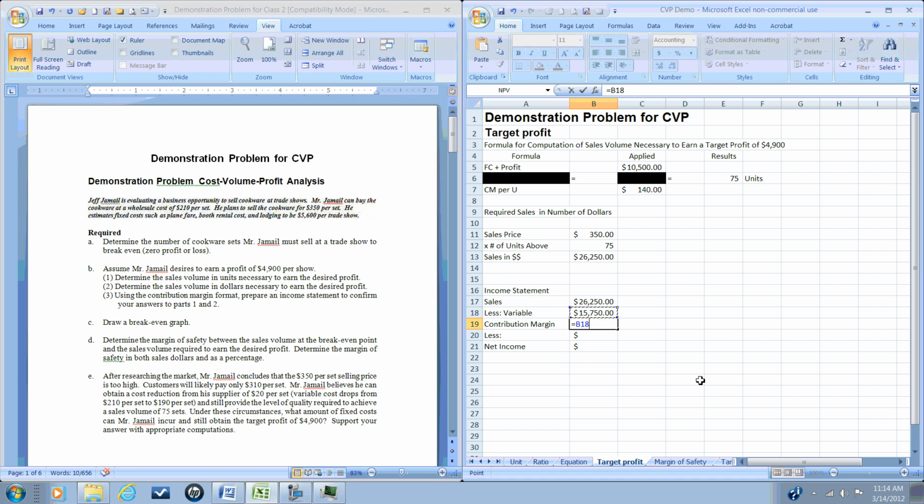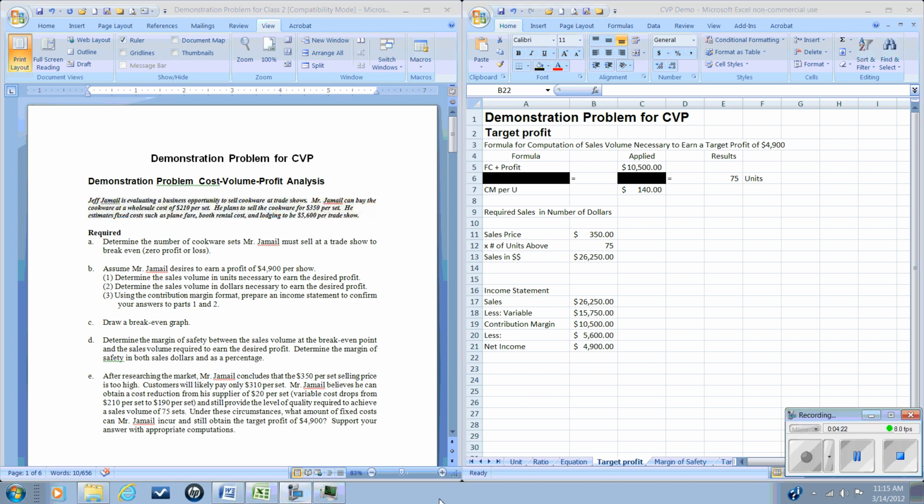We then simply subtract the variable cost from the sales. Our contribution margin, $10,500. We had fixed costs of $5,600, which means our net income is our contribution margin less our fixed costs, or $4,900, which is our desired profit.